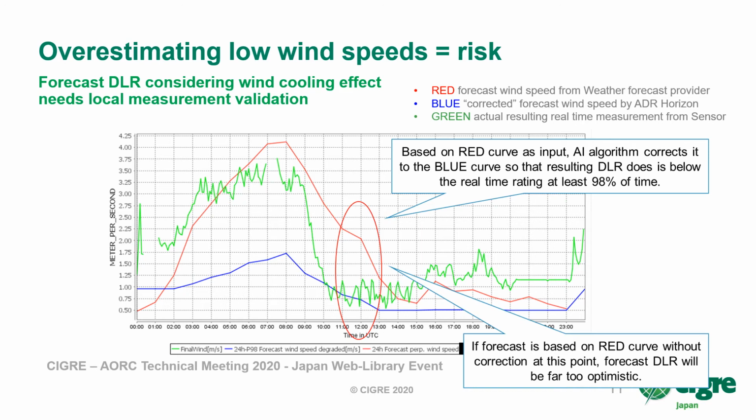The blue curve can be controlled with a confidence interval. For example, it could be set to release extra capacity from wind cooling effect with a statistical confidence of 98%. This means that the blue curve would be below the actual real-time wind speed 98% of the time.